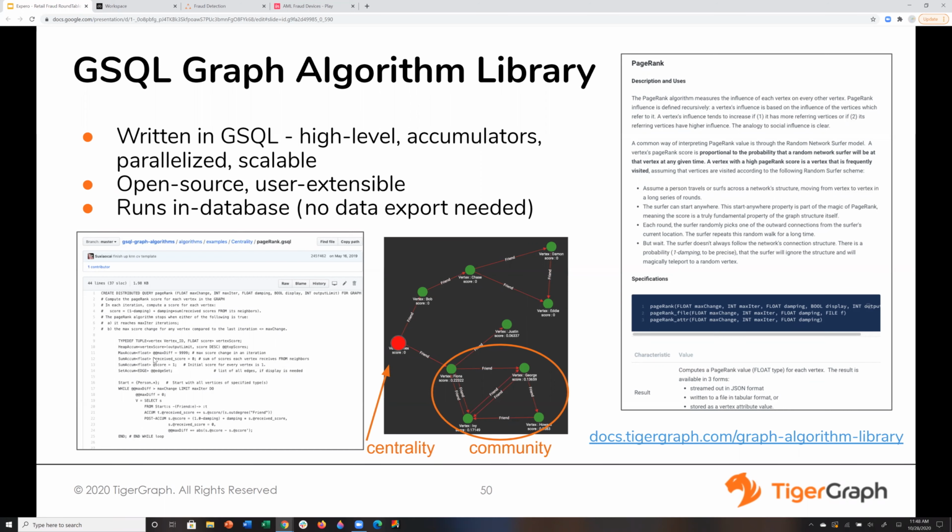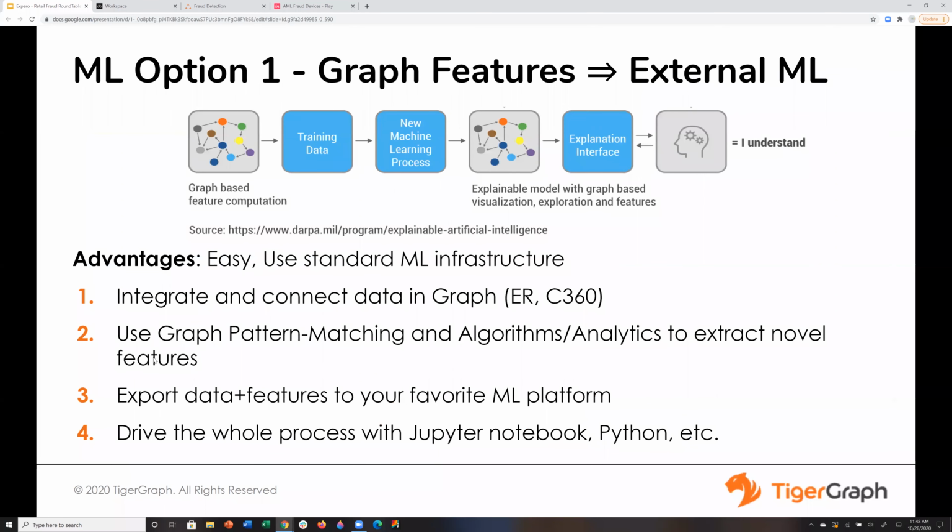On the next slide, I go into the first of your two choices, and Graham talked about this already. This is where you develop your graph features, and then you export your graph data into your existing machine learning platform. This is the easiest way to integrate graph into your existing workflow to improve the fraud detection that you already have, to get some additional lift there. And the advantage is this is easy, and it's using your existing machine learning infrastructure.